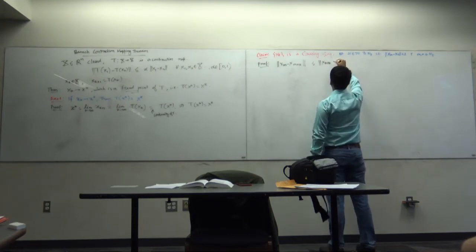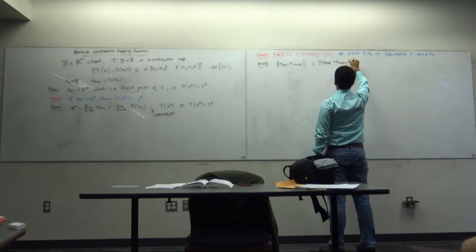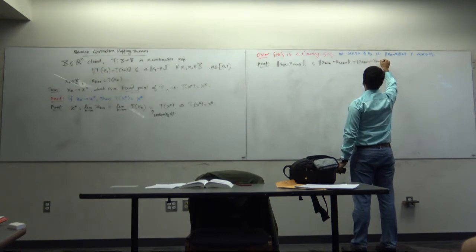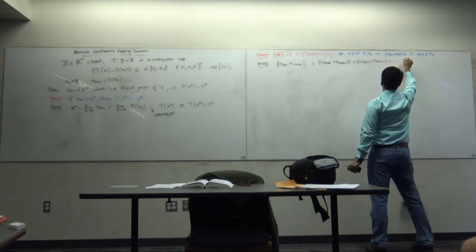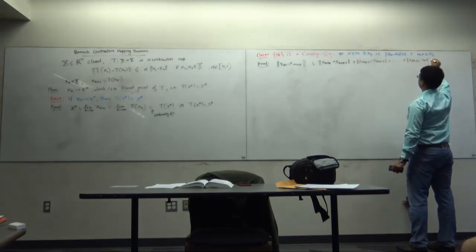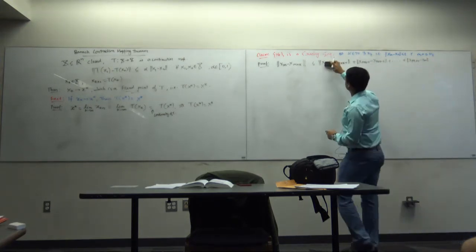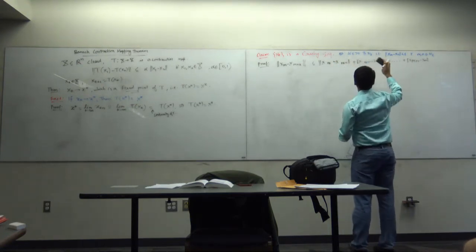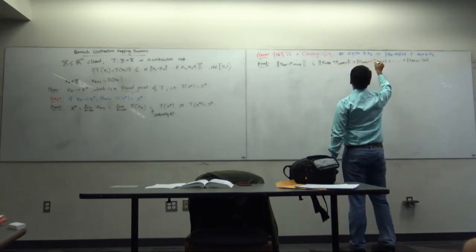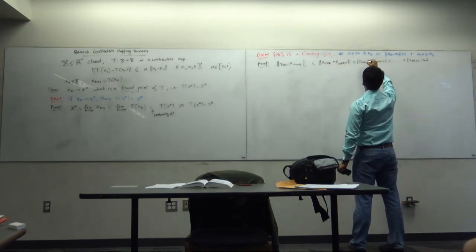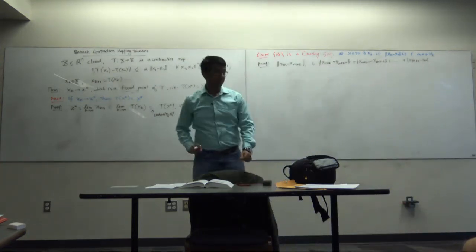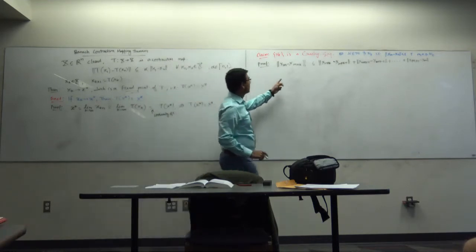x_{m+k-1}, plus x_{m+k-1} minus x_{m+k-2}, plus ... plus x_{m+1} minus x_m. Well, this has to be m. M plus k minus 1, m plus k minus 1, m plus k minus 2, and so on. Okay, so this follows from the triangle inequality.